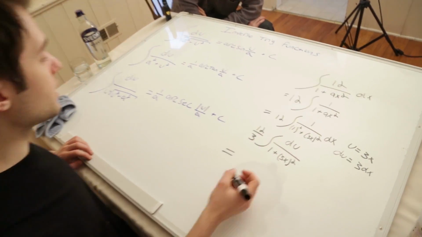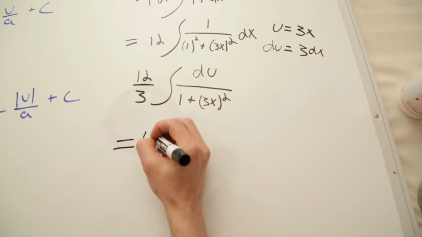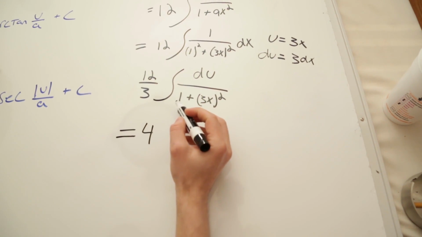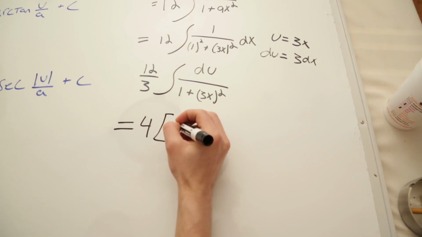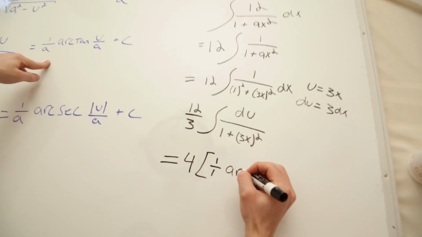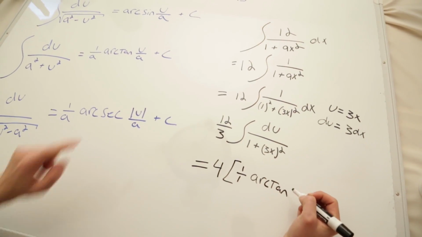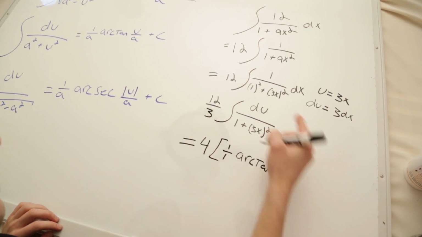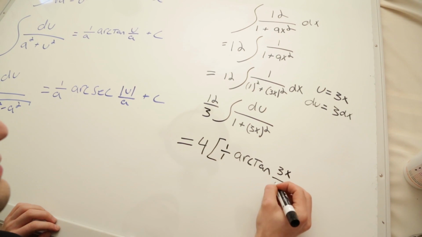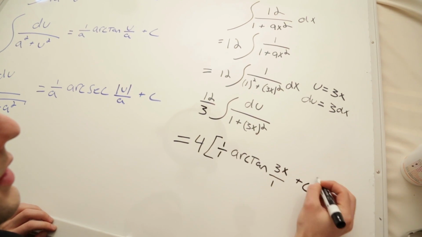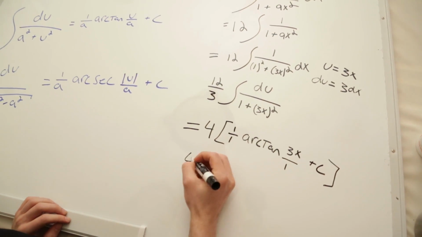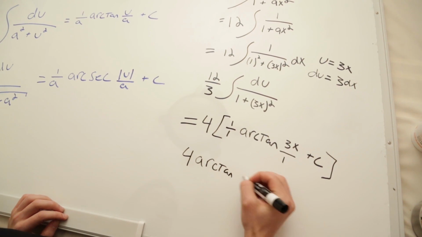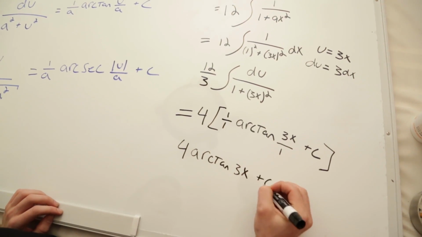So this is gonna be equal to, we have a 4 on the outside. So it'll be 4 times, then we have 1 over a. A is 1, so 4 times 1 over 1 arctangent of u. What was our u? It was 3x. So 3x over our a, which was 1, plus c. And then we can just simplify that a little bit without the 1 over 1. Say 4 arctan 3x plus c.